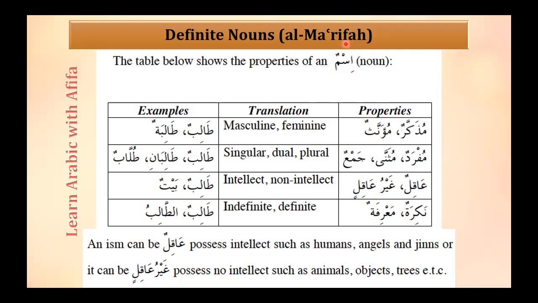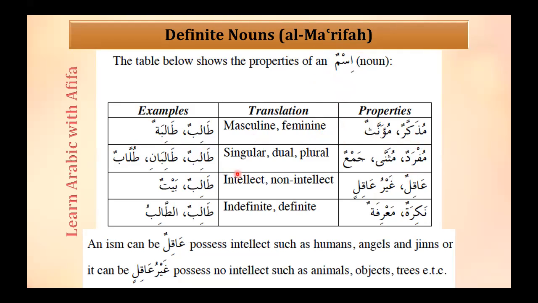So there are some noun categories. In nouns, we are going to study masculine nouns and feminine nouns. In Arabic, the masculine term is mudhakkarun. The feminine is mu'annathun. So an example of a masculine is talibun, which means a student. Talibatun is a female student.